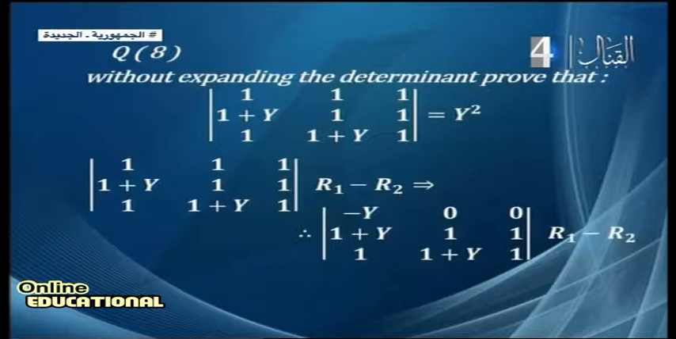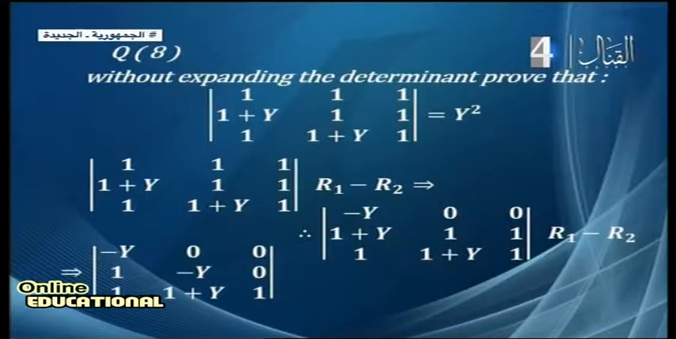Therefore, the determinant equals negative y, 0, 0, then 1 plus y, 1, 1, then 1, 1 plus y, 1. After that, subtraction C2 minus C1. Therefore, the main diagonal is negative y, 1, and its product equals y squared.